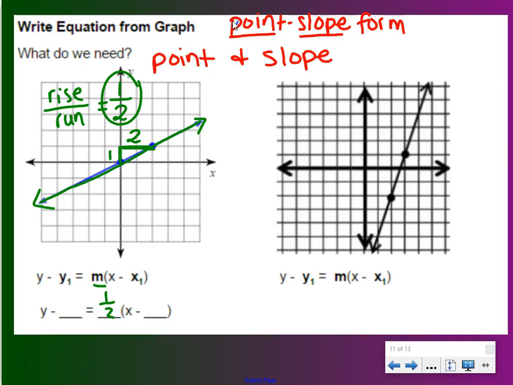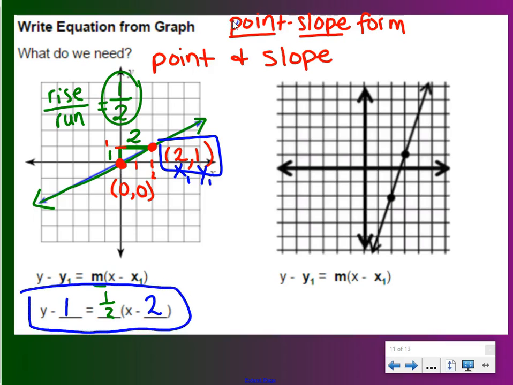Now we just need a point. Well, we have 2 points on our graph. This point is at our origin, 0, 0. This point is at 2 for x. We went over to 2 here. And 1 on our y-axis. So that would be the point 2, 1. You can use either point to write your equation. Either one works. So I'm going to choose 2, 1. So 2 is my x1, 1 is my y1. So I put them in the blank. 2 for x1, 1 for y1, and that is my equation.